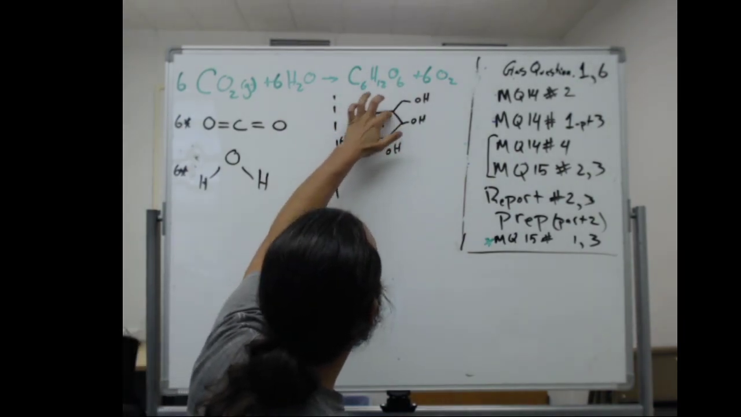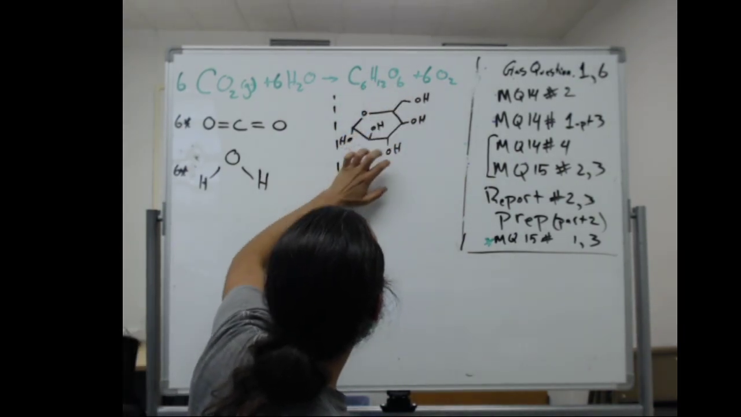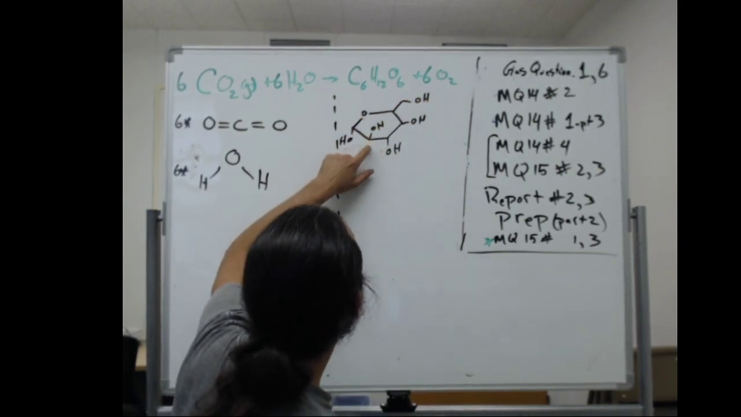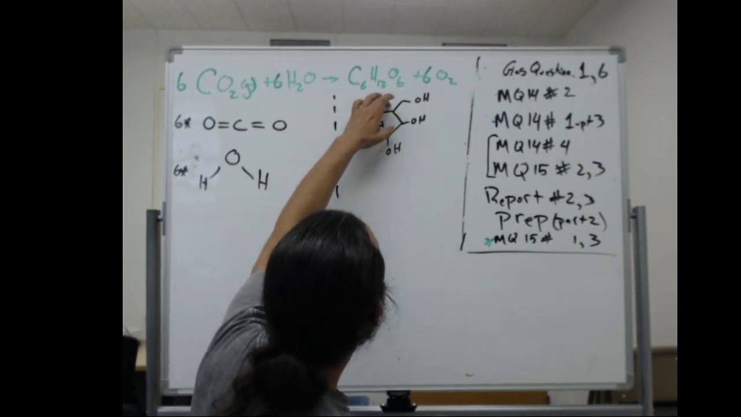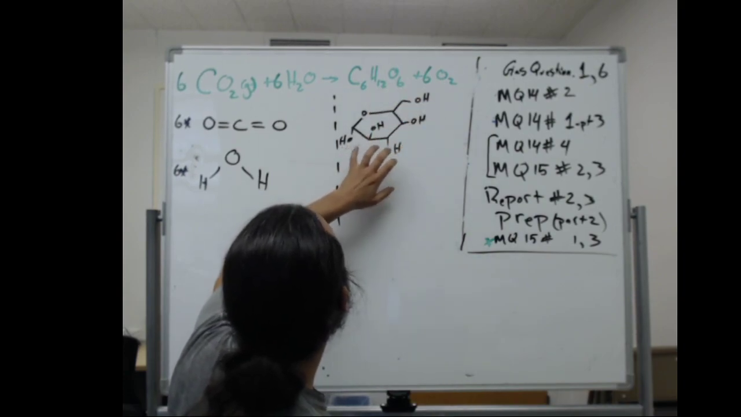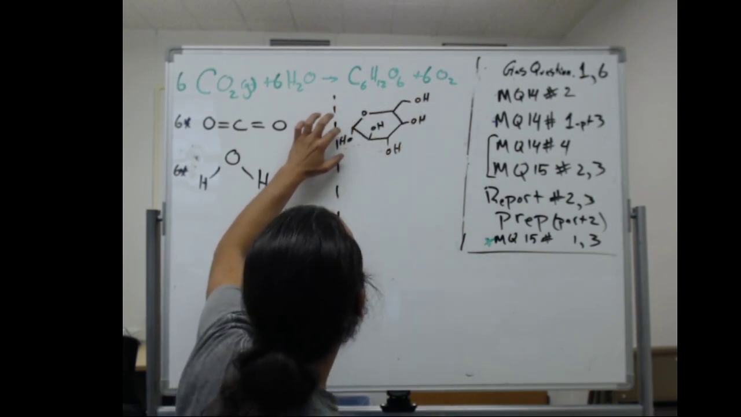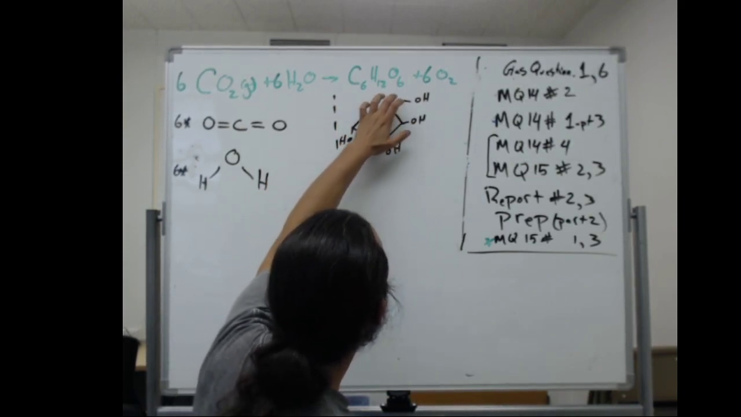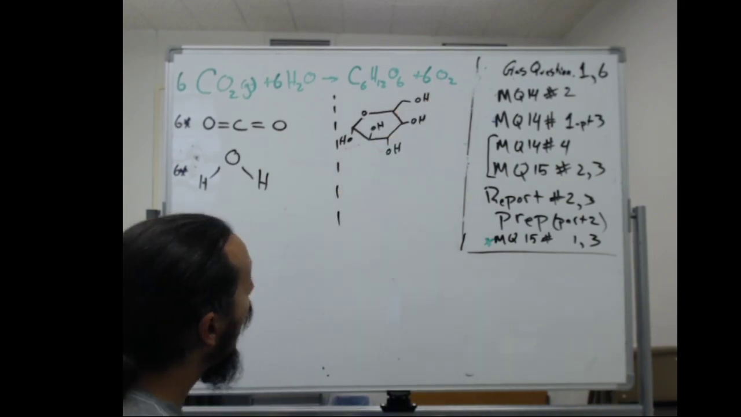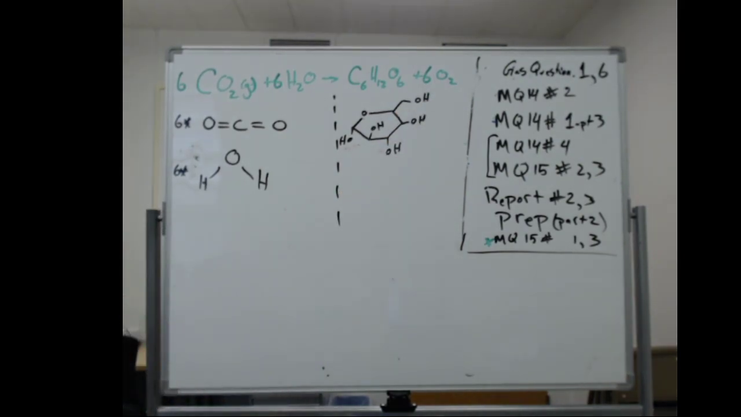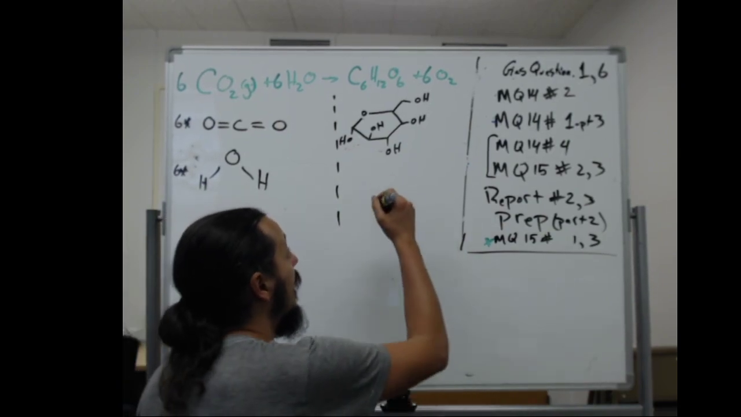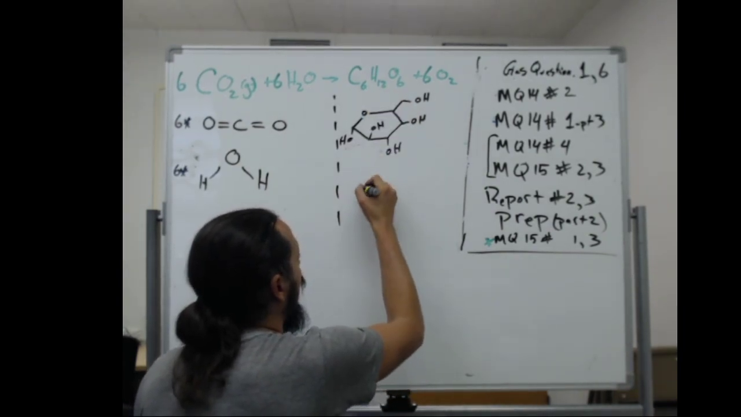1, 2, 3, 4, 5, 6 carbons. 1, 2, 3, 4, 5, 6 oxygens. 1, 2, 3, 4, 5, 6, 7, 8, 9, 10. Wait, where am I missing? Oh, let me count my hydrogens again. 1, 2, 3, 4, 5, 6, 7, 8, 9, 10, 11. Oh, 12. That's the one I'm missing. So I'm going to write this structure, even though that should be enough. I'm going to write down the structure a little bit more explicitly to make sure I don't forget any of my carbons or hydrogens or oxygen bonds.